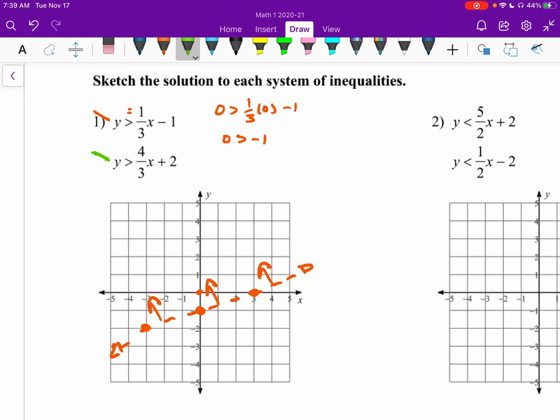So the green one, my intercept is at 2. My slope is -4/3, so up 4, 1, 2, 3. Well, I can't go up 4, but I could go down 4, 1, 2, 3, 4, and over 3, 1, 2, 3. So this line, another dashed line, is going to be like this.